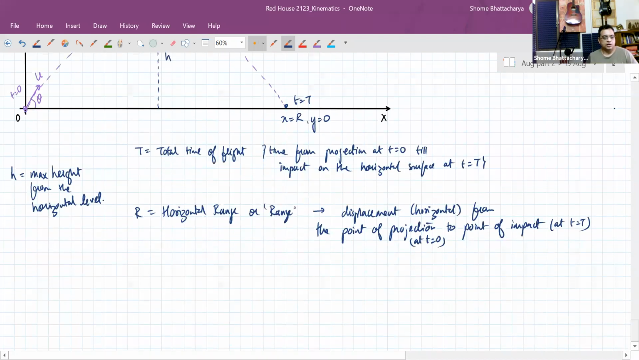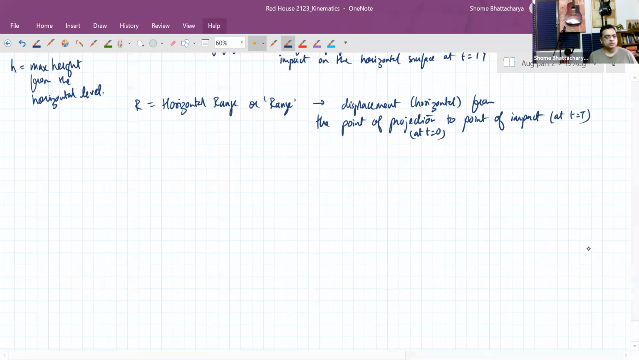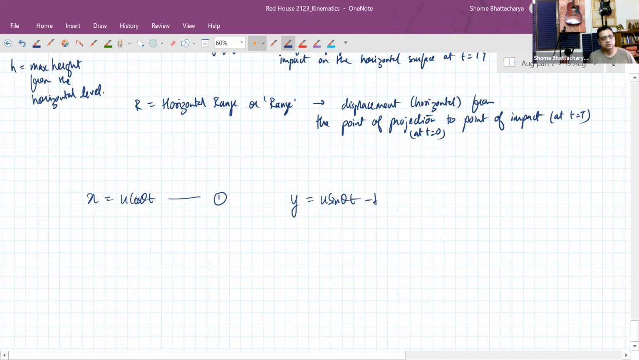Okay, so now let's see how we'll get the formula for each of these. Okay. So first, let's revisit our equations. So x is u cos theta t. That's our equation 1. And y is u sin theta t minus half g t square.